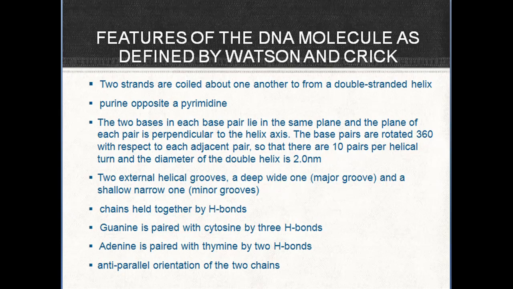Another feature is that two external helical grooves are formed: a deep wide one, which we call the major groove, and a shallow narrow one, the minor groove. Another feature is that the chains are held together by hydrogen bonds. For example, guanine is paired with cytosine by 3 hydrogen bonds, and adenine is paired with thymine by 2 hydrogen bonds.